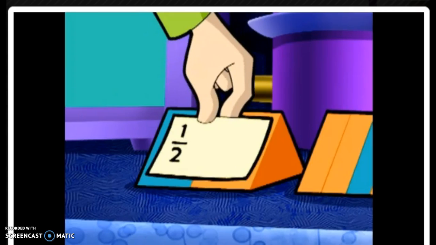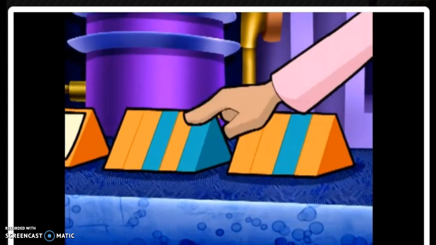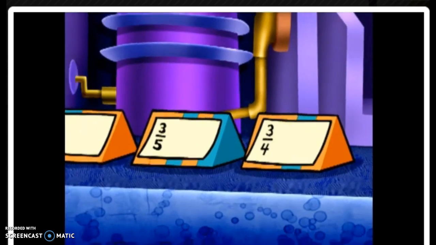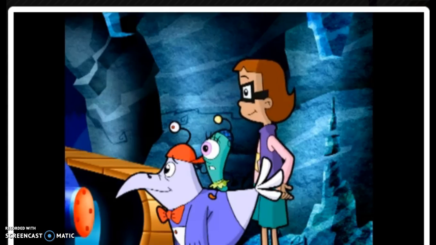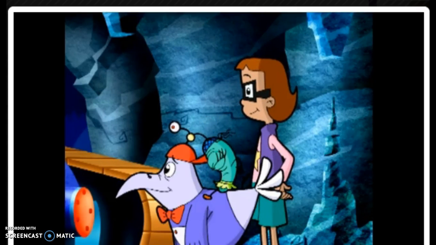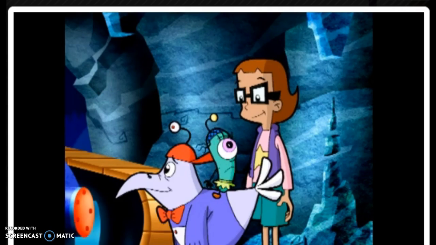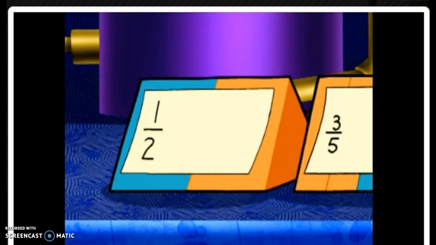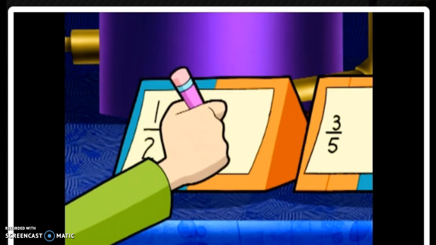This one is 1/2 orange. This one is 3/5, and the last one is 3/4. Now we gotta turn those fractions into percents. I mean, percents, right? Yep, parts of 100. The first is easy. 1/2 is the same as 50 over 100, or 50%.